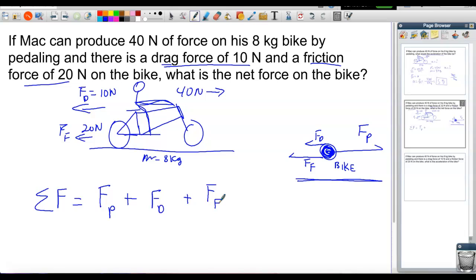Now, we need to worry about their direction, so we need to come over to our free body diagram again. We need to label our positive direction. So I'm going to say right is positive. So that way is positive. So that means the pedal is positive, but the drag is in the negative direction and the friction is in the negative direction.